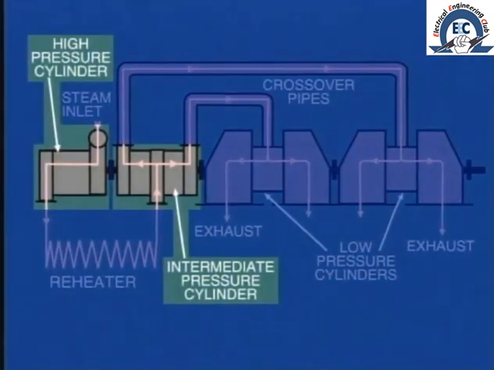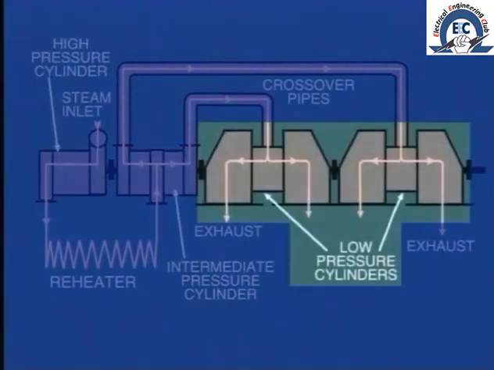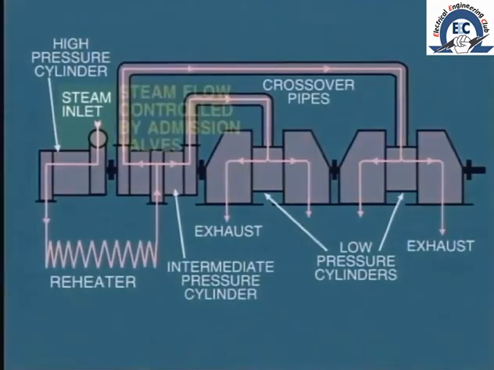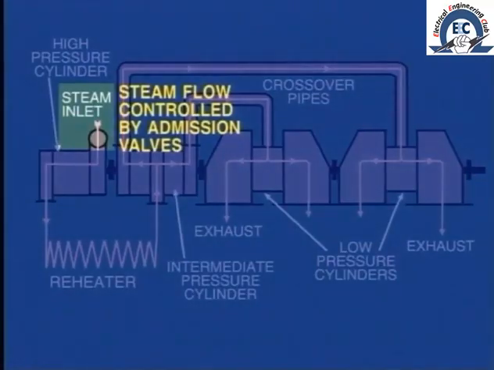As you can see, we have separate high pressure and intermediate pressure cylinders, and also it has become necessary to add a further low pressure cylinder in order to handle the high volume of steam. With all of the configurations shown, the general control of steam flow through the turbine is achieved by adjusting the admission valves at the high-pressure inlet.